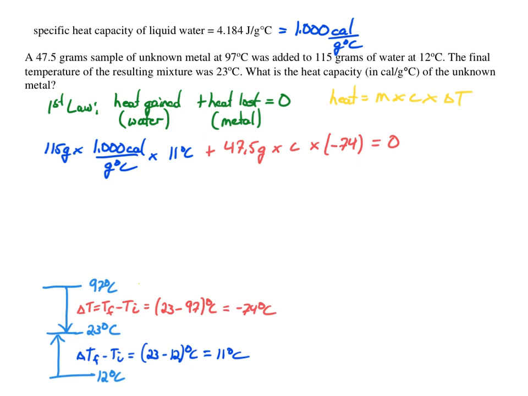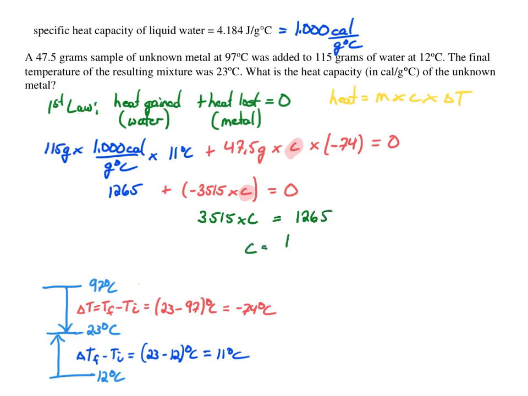All right, this first term becomes 1265 when we do the math. The next term becomes a negative 3515 times C to get to 0. Remember that we're solving for this variable C in this problem. What we're going to do is add 3515 times C to each side, and the result is that 3515 times C is equal to 1265.